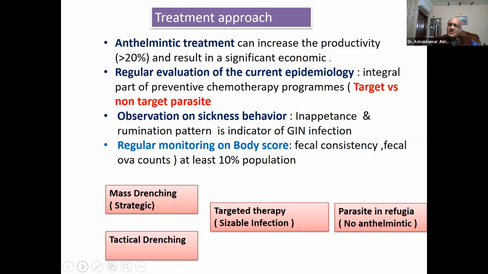Either you are using mass drenching, which is a strategic one because you know at what time there is a high load of infection, and you advise a treatment. Another is tactical treatment.